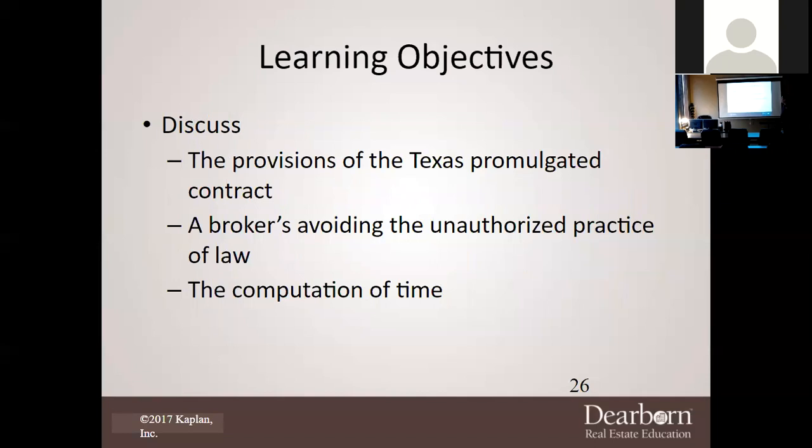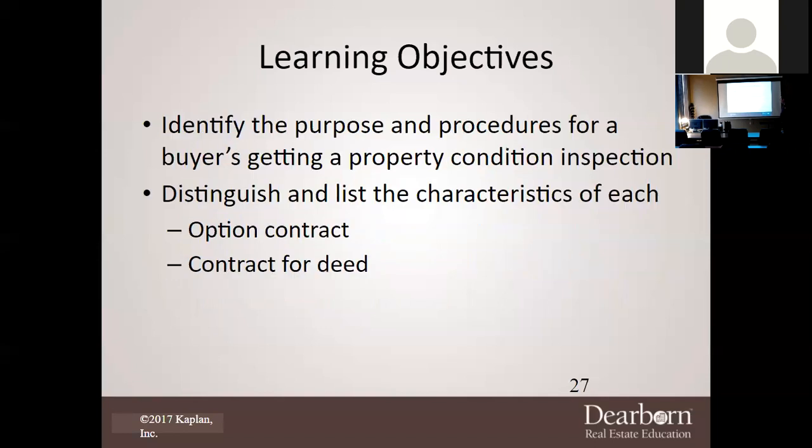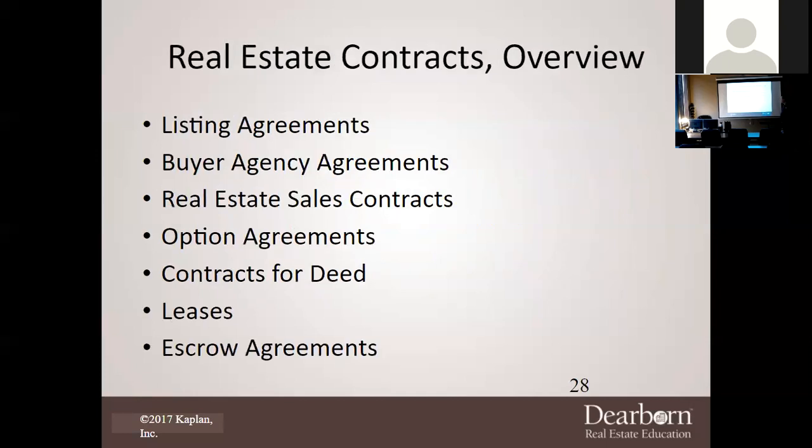We'll further discuss the provisions of the Texas promulgated contract, a broker's avoiding the unauthorized practice of law, and the computation of time. We'll then identify the purpose and procedures for a buyer's getting a property condition inspected. Further, we'll distinguish and list the characteristics of each option contract and contract for deed.